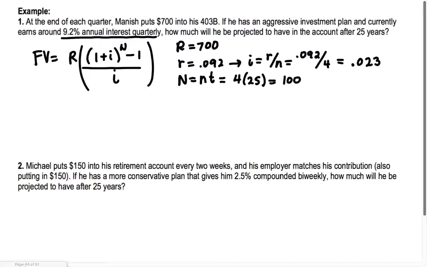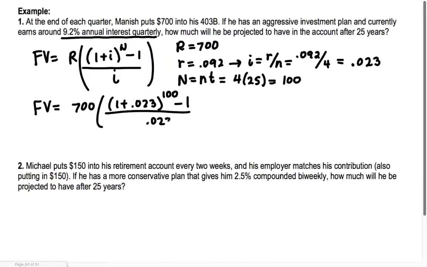So he's going to have at least $70,000. You guys see where I got the $70,000? Because he's putting in $700 100 times, right? Does it make sense? So he's making at least that. But there's interest that's being compounded over a long time, over 25 years. So we start plugging in. Our future value is going to be 700 times 1 plus I, 0.023, to the n, which is 100, minus 1, all over I, which is 0.023.